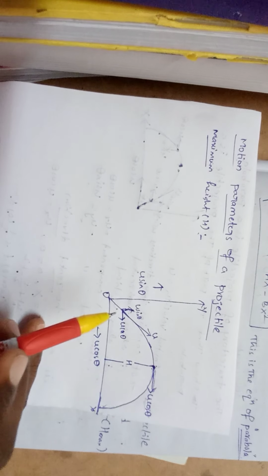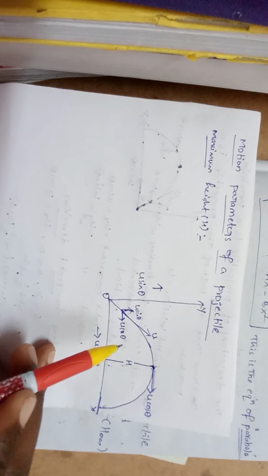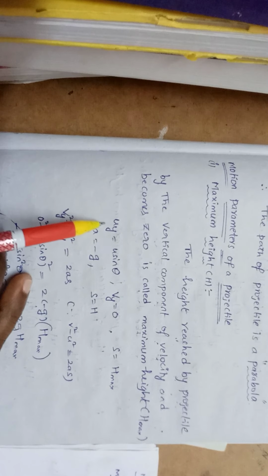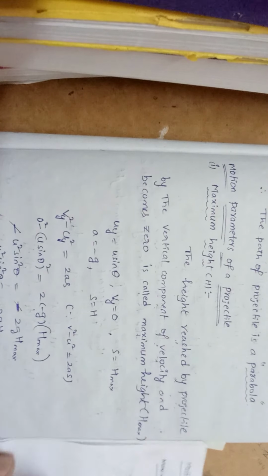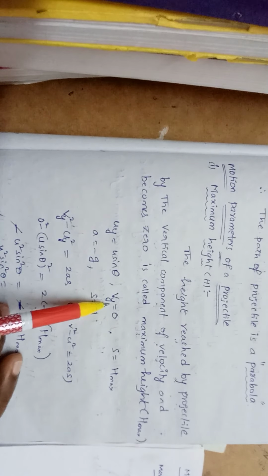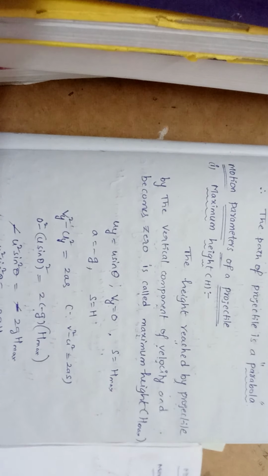So what is the initial velocity, what is the final velocity, what is the displacement of the projectile when it is at maximum height? The initial vertical component of velocity is uy equal to u sin theta. So this is u sin theta, the vertical component of velocity. What is vy? That is the final velocity of the projectile. Final velocity of the projectile is 0 at this point.